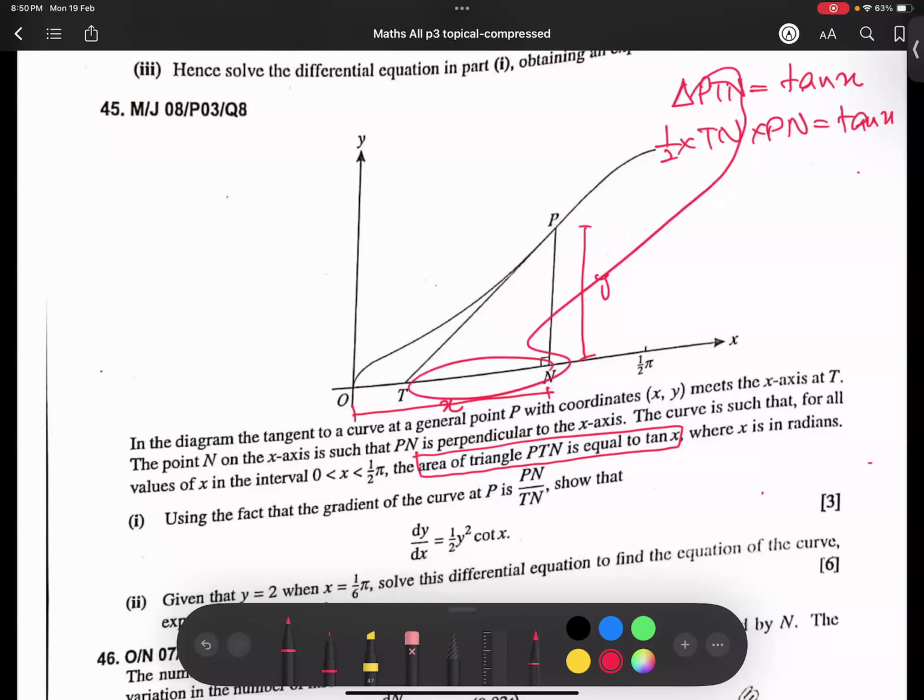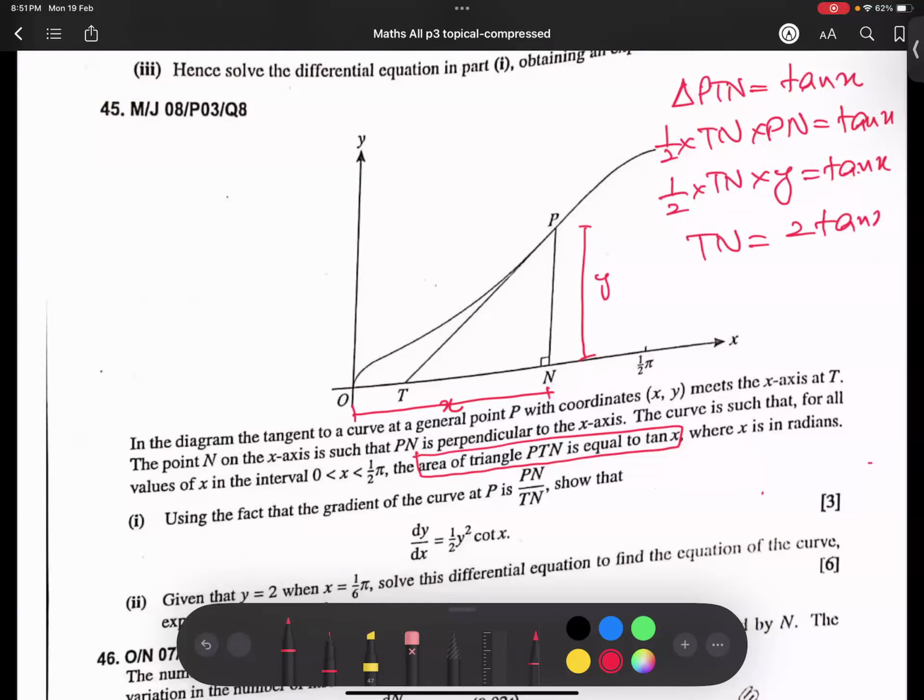Okay, I repeat. This is the base, I copied here. This is the height, I copied here. But the base, I'm not sure, so I'm leaving it as it is, TN. I'm not changing. But the height, I'm sure, is y. So I'm replacing it here. Half into TN times y equal to tan x. From here, I can get TN as the subject. 2 multiplies with tan, so 2 tan x over y. So I got TN as the subject from here.